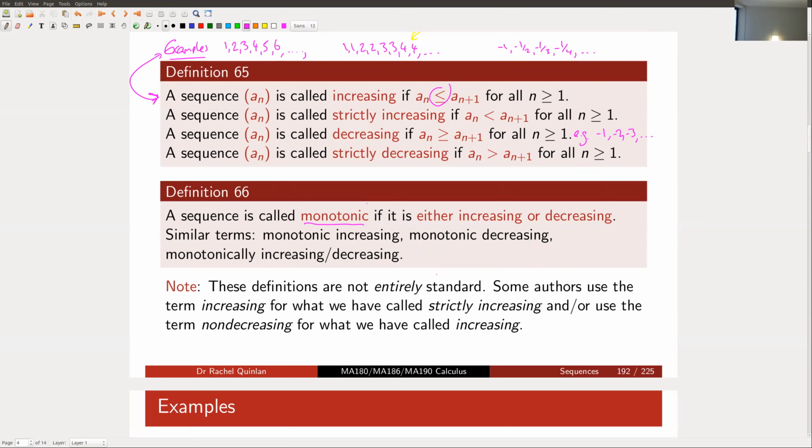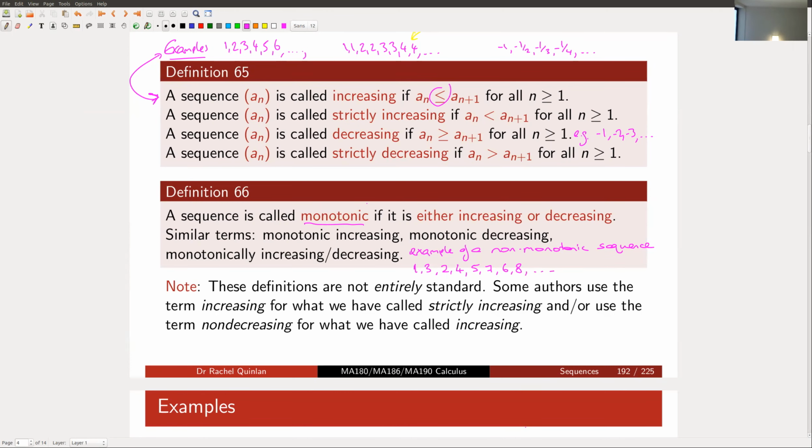And so an example of a non-monotonic sequence would be something like this. Let's say we go 1, 3, 2, 4. So we take the first 2 odds, then the first 2 evens, then the next 2 odds, then the next 2 evens, and so on. Okay, so that's a sequence.